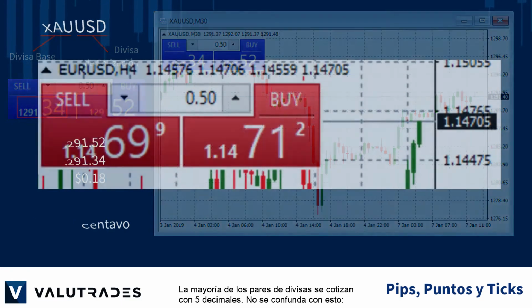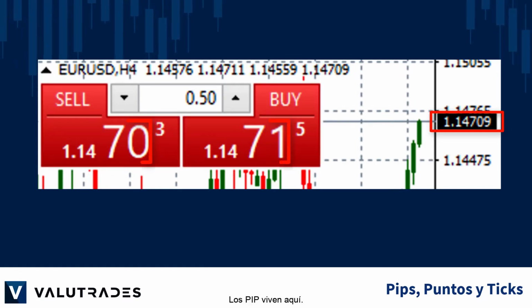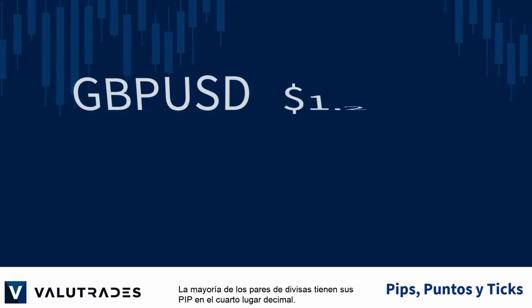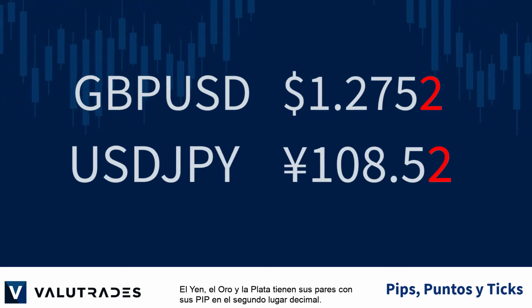Most currency pairs are quoted with 5 decimal places. Don't be confused by this, the pips live here. Most currency pairs have their pips in the 4th decimal place. The yen, gold, and silver have their pips in the 2nd decimal place.